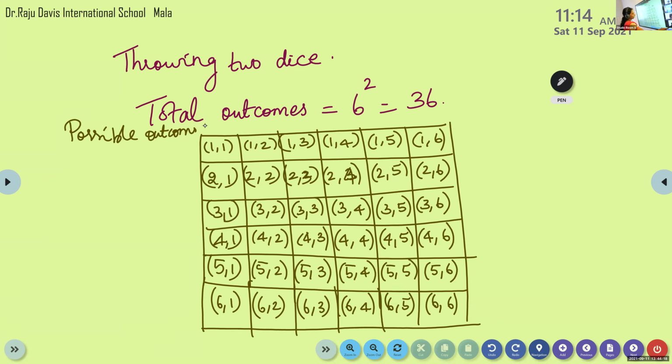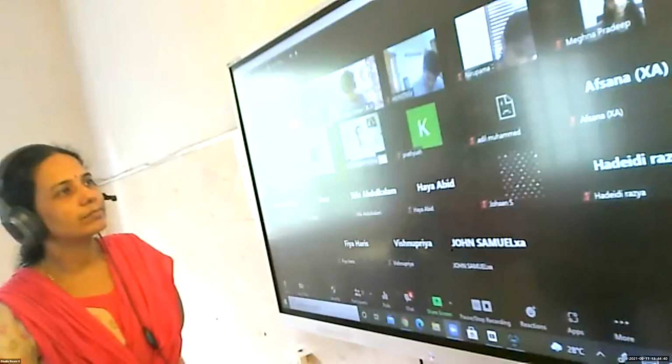Okay. Now listen, from this table only we are going to answer. I'm going to ask a few questions. Are you ready? The 2 dice are thrown. Total outcome is 36. What is meant by doublet?